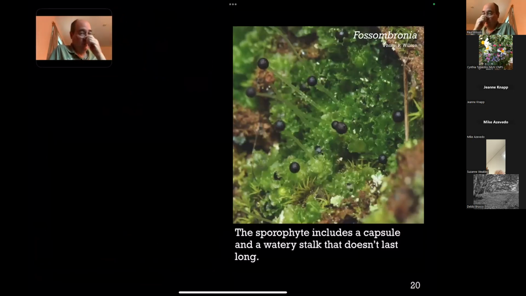And then here's a simple thallus liverwort. The sporophyte includes the capsule, which is the black balls, and then a watery stalk that doesn't last for very long. That's our most common simple thallus liverwort, or it would be in your area anyway. It'd be growing on the soil all around your area.